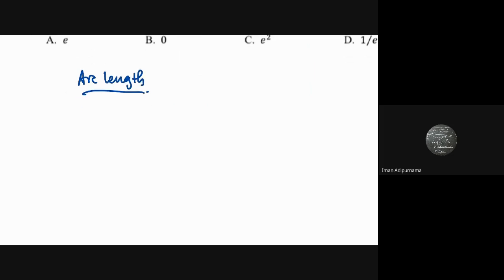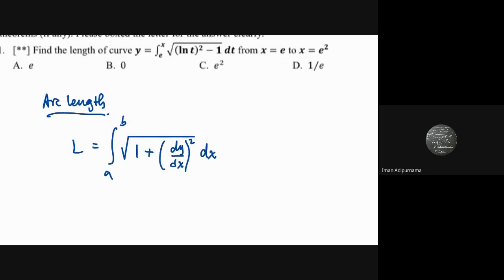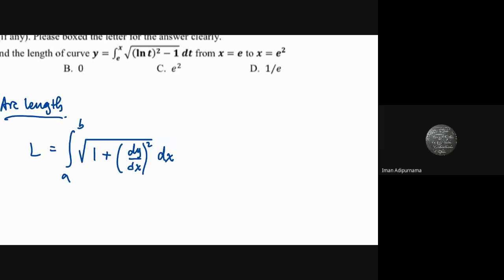Let me write some basic review on arc length. Arc length, usually you write S or L equals, let's say from A to B. Basically, in every arc length problem we need to find the first derivative. That's the first step.